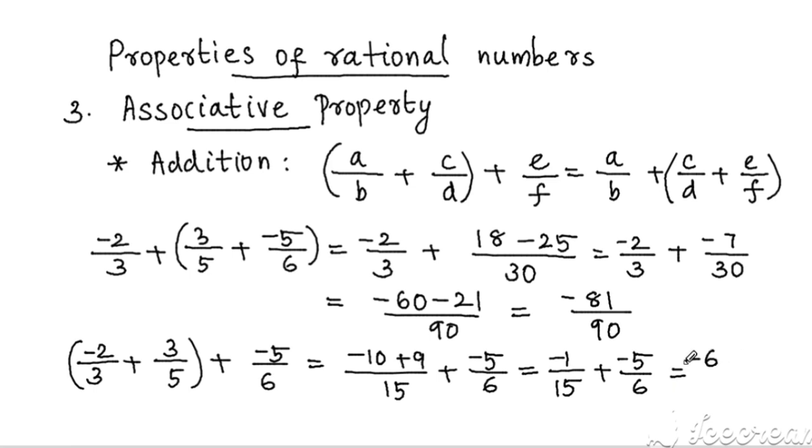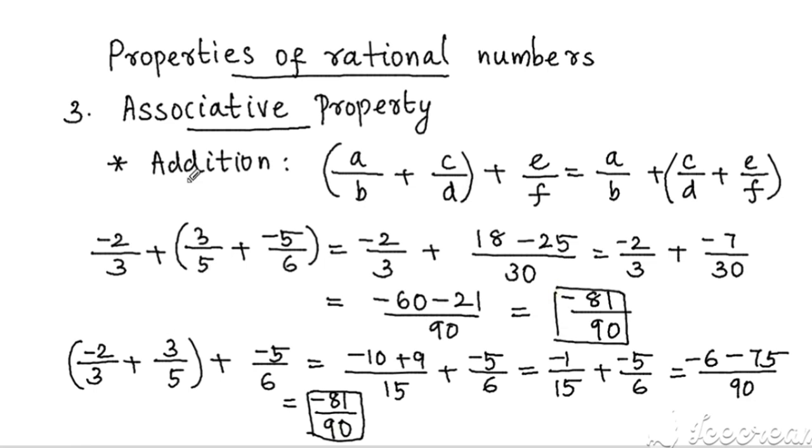Again cross multiply, you will obtain negative 6. Then negative 5 times 15 is 75. So negative 6 minus 75 divided by 15 times 6 is 90. It is again the same sign, so you have to add and put the same sign. So you will get negative 81 by 90. So you can see both of them are the same. That means associative property is true in case of the operation addition.